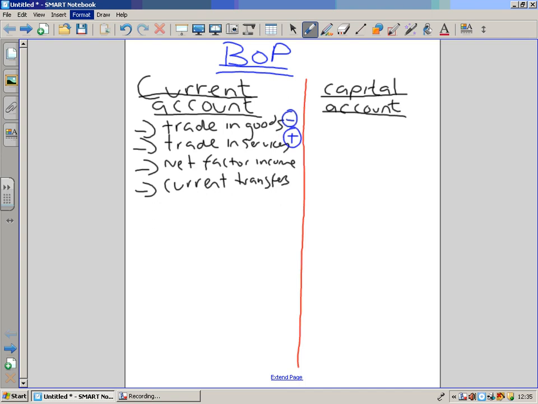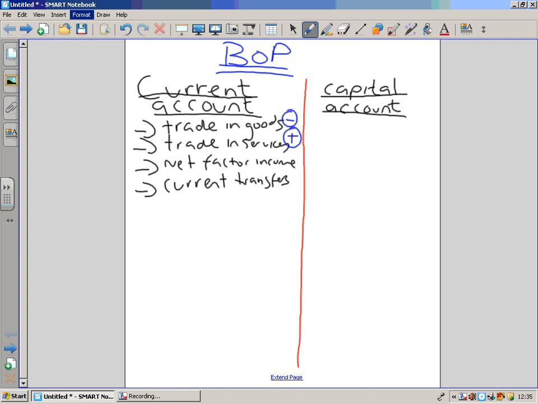Net factor income from abroad. We're looking here at profits we extract out of foreign countries against the profits extracted out of our country by foreign businesses operating in Britain. So let's take an example. If Vodafone, a British company, operates in India, let's say, the profits they make in India will come back to the UK. So that will be an inflow of money on our current account.